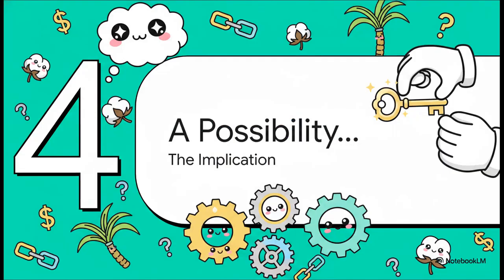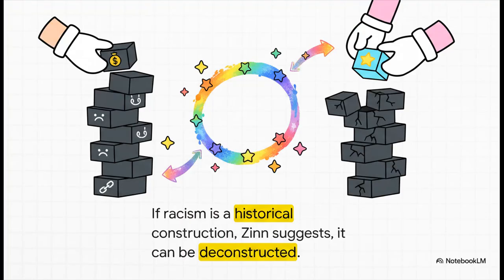So let's pause for a second and think about the implications of this. Because if Zinn is right, if racism isn't some natural, inevitable thing, what does that mean for us, right here, right now? Well, it means something pretty powerful. If racism was built by people for a reason, then it's not permanent. It's not just a fact of life we have to accept. And if something was constructed, Zinn's argument suggests, it can be deconstructed. It means we're not stuck with it forever. It opens the door to a totally different kind of future.